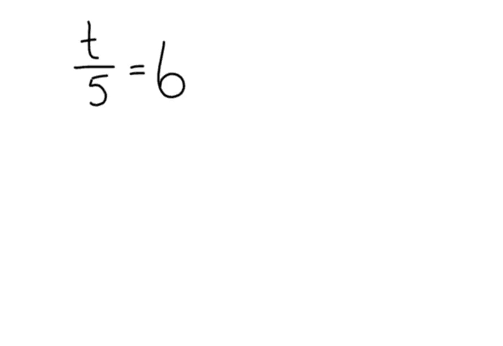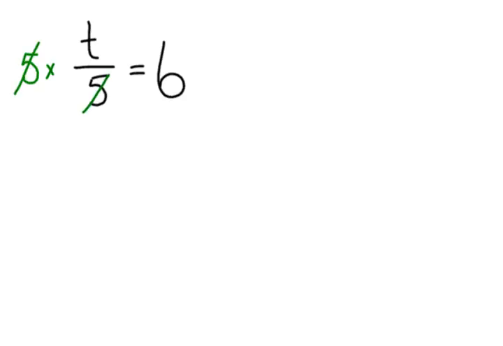So what we're going to do is we're going to multiply by 5 on each side. Now, the reason we do that is because it says t divided by 5. The only way to get a divided by 5 out of there is to multiply by 5. So we're going to multiply that whole equation, t divided by 5, multiplied by 5. And you'll see that the 5's cancel each other out.